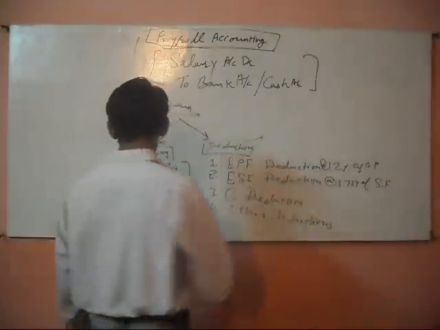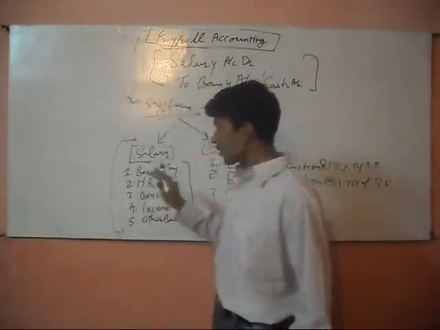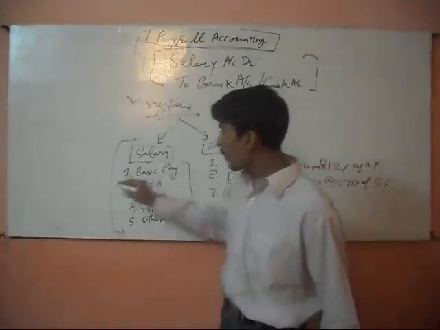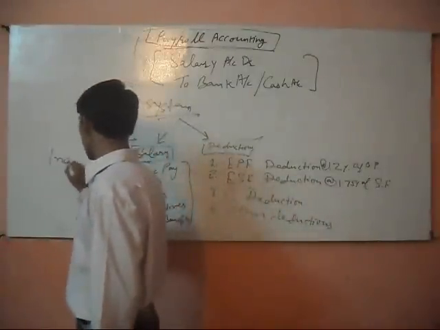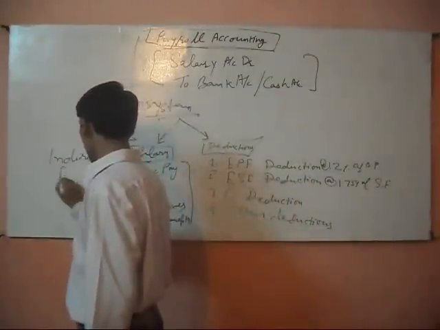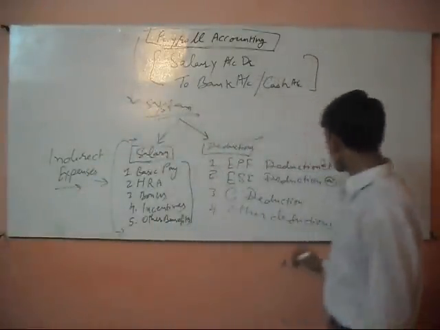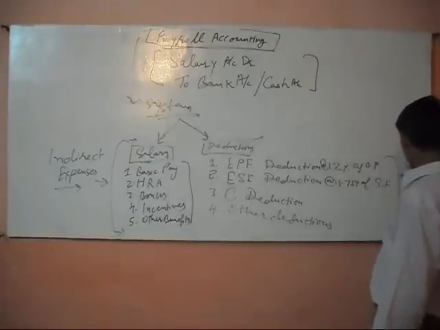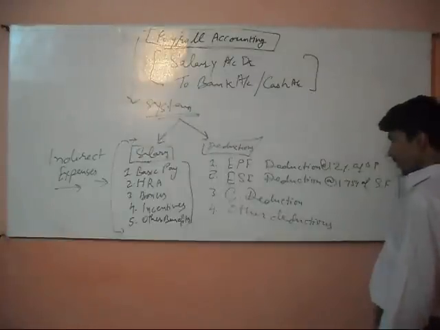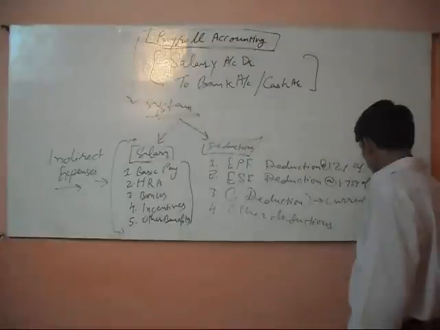Now, in the books of the employer or company, all these things are indirect expenses. Okay, this is a current liability. This is a current asset.